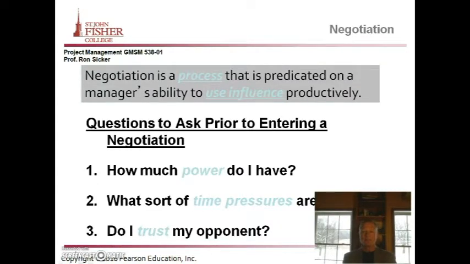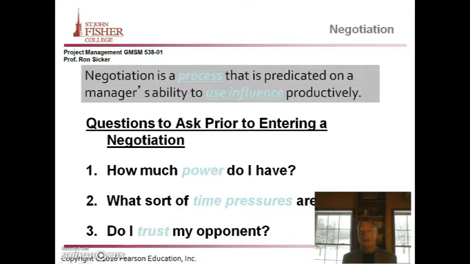Negotiation, a process that is predicated on a manager's ability to use influence. The key thing with negotiation and project management is you've got to understand how much power you have. In a project team, remember, in most organizations, the project team does not directly report to a project manager. They dotted line report to them. So in some instances, the project manager has very, very little power. In some instances, however, if it's a very strong dotted line, and especially if it's a very visible project where the CEO and upper management are looking for it, they have more power because the dotted line responsibility is stronger.